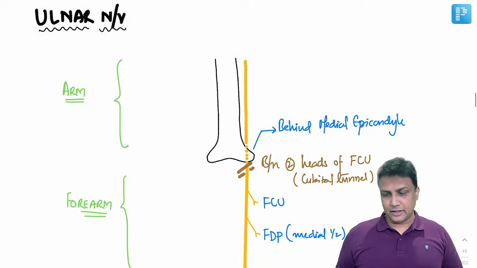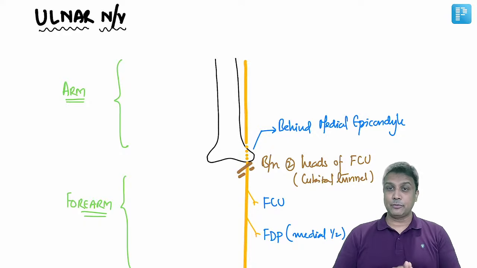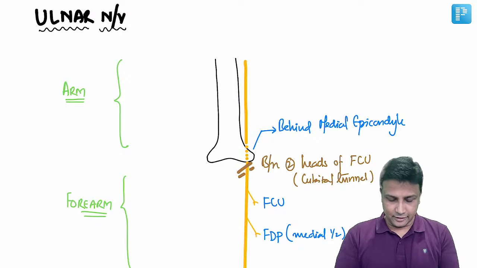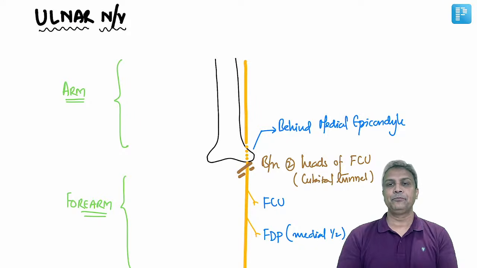In upper limb topic, without any doubt, the most important thing will be your ulnar nerve, median nerve, and the radial nerve. Now, my dear friends, try to recall here. Ulnar nerve, median nerve, and radial nerve. For all these nerves, I have given one golden rule.